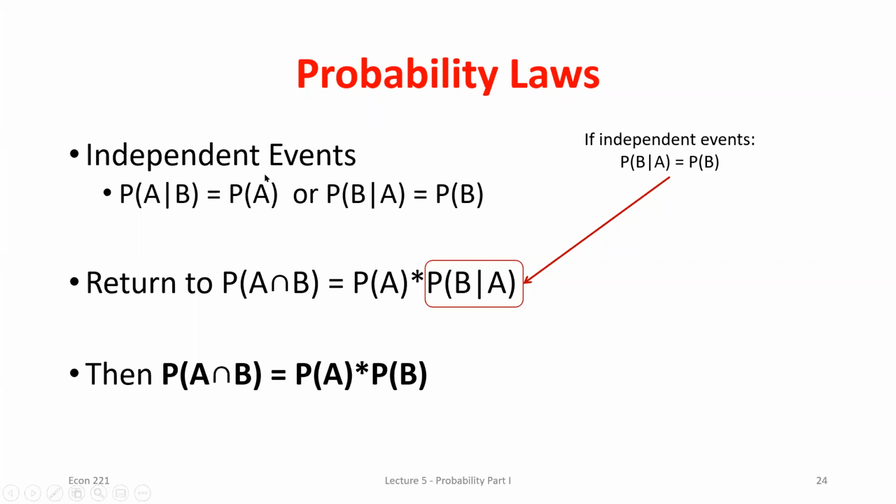But with this definition of independence in mind, as a byproduct of two events being independent, this equation should also hold: the intersection of two events is just the product of the probability of each event, or each event multiplied by each other.